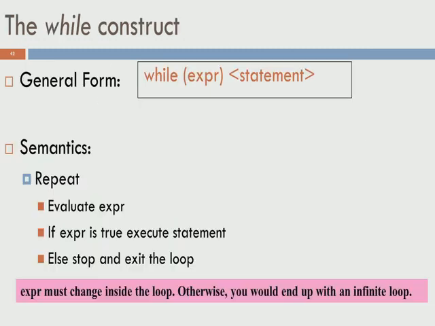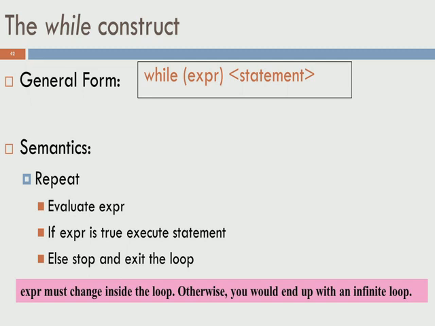So let us move on to the next construct, which is the while construct. The general form of the while construct is: while expression statement, and as before, the statement is a block of code, so typically you put that within braces. The semantics is that you repeat the following process: you evaluate the expression first, if the expression is true then you execute the statement, if the expression is false you exit the loop.